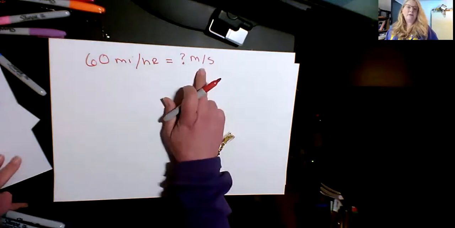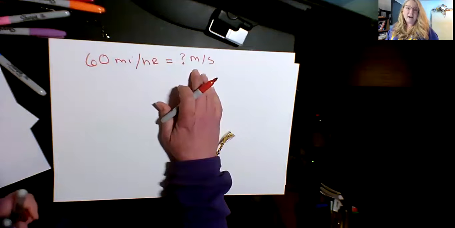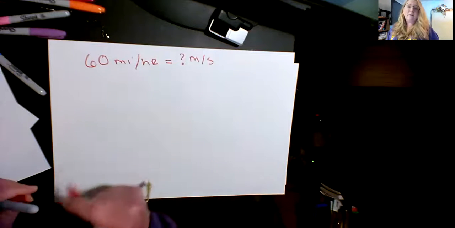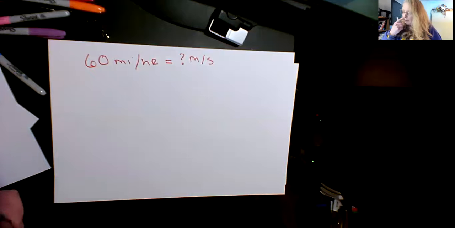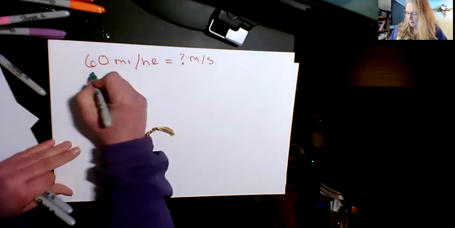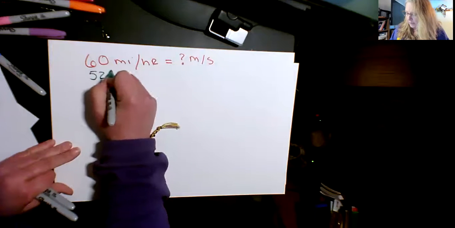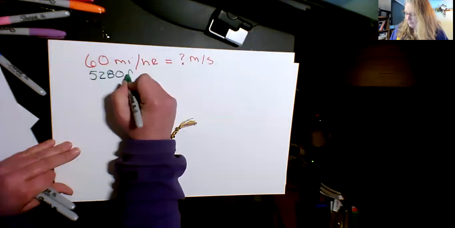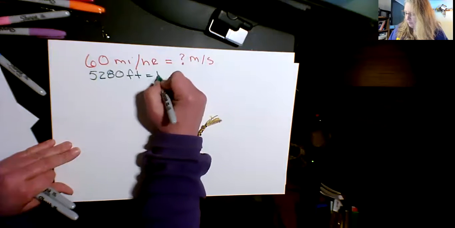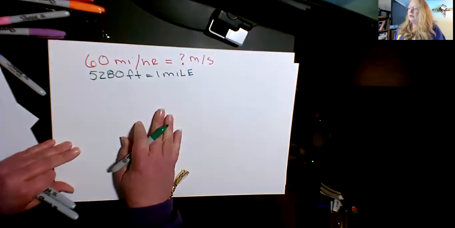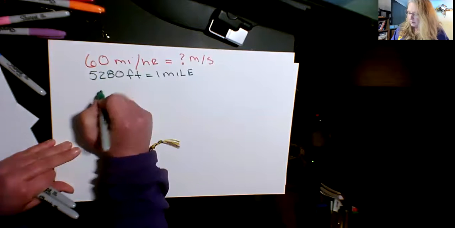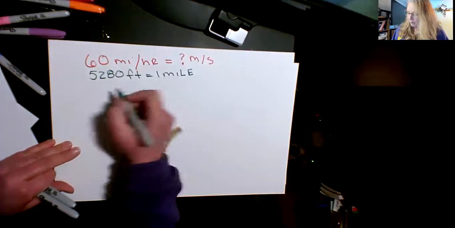So again, newsflash, this is the unit we're going to use this entire quarter. We're not doing anything in miles per hour, even though that's what we're used to. So let's think about what units I need to convert. There are 5,280 feet in 1 mile. What else do we need? We know from before, we're going to go into meters.